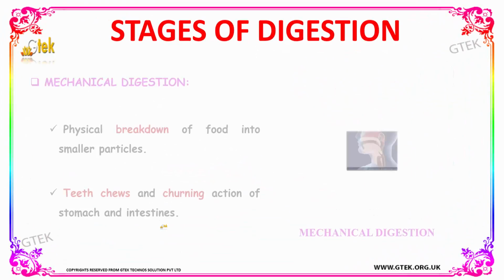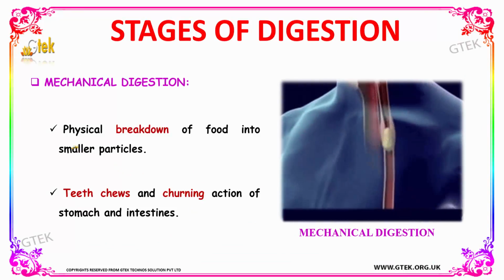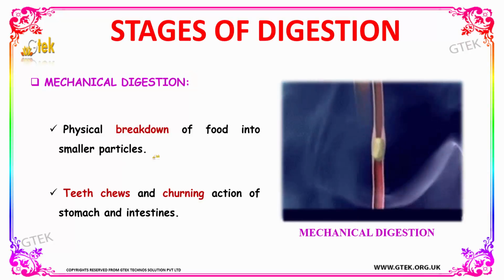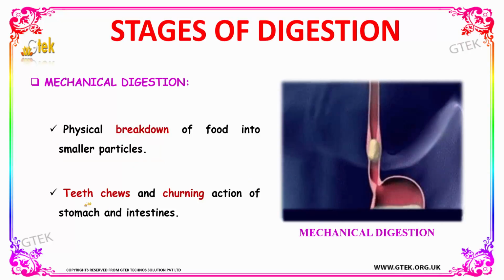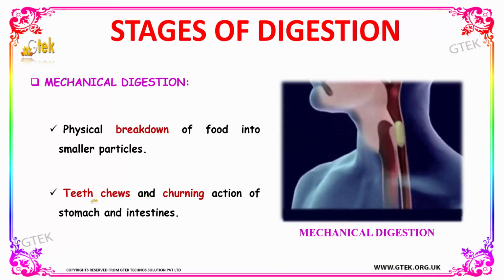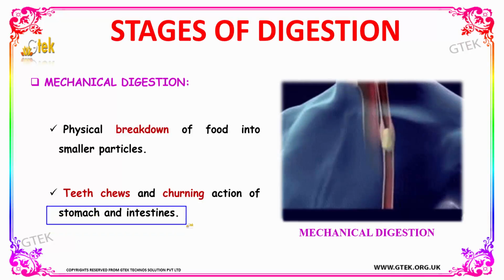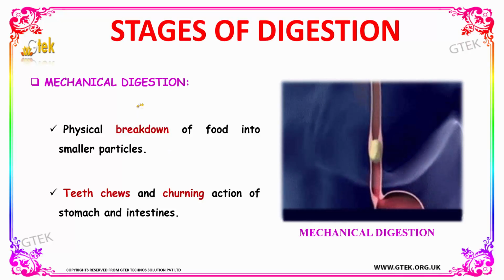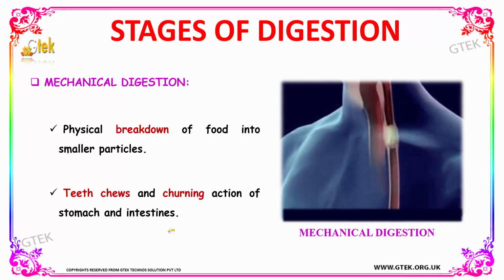So in the stages of digestion we have mechanical digestion. Mechanical digestion is nothing but the physical breakdown of the food into smaller particles. If you see, the teeth chewing and the churning action of the stomach and intestine will do the mechanical digestion portion. So that is what a human does mechanically.